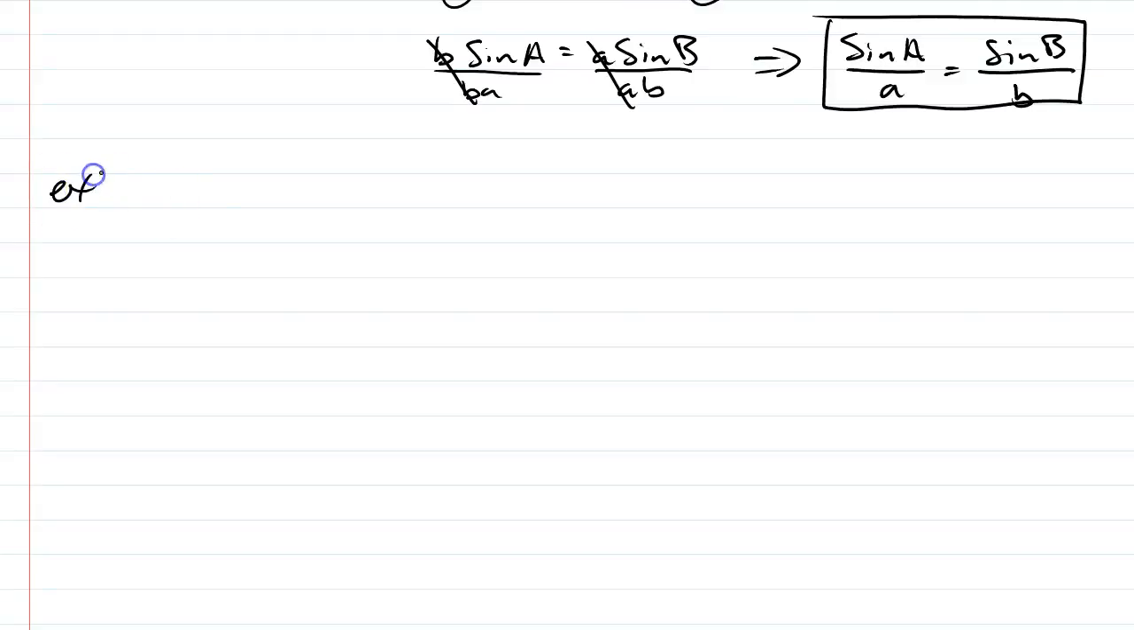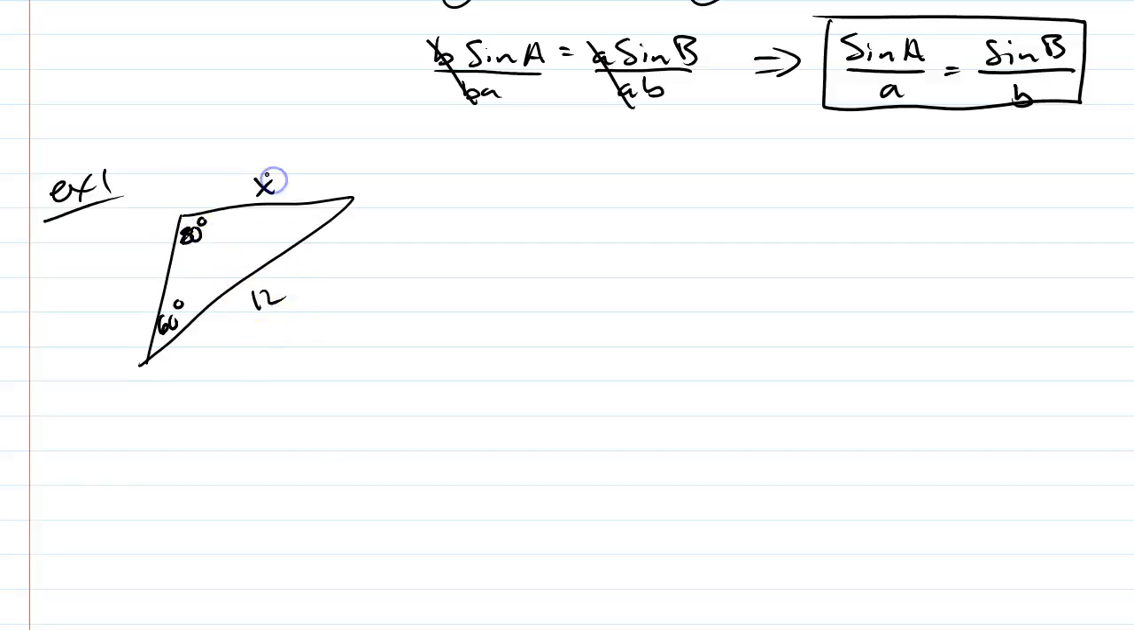So here's my first example. It's not a right triangle. Let's say that this is 60 degrees, this is 80 degrees, and we have 12 over here. We want to know x.